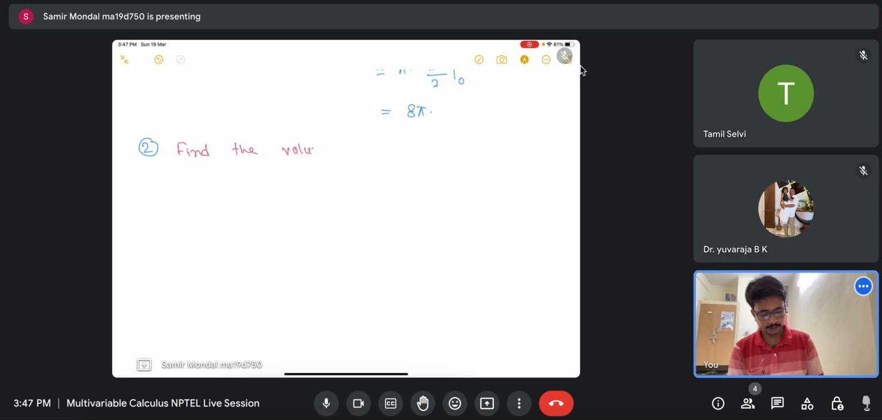find the volume of the sphere x square plus y square plus z square equal to a square. So you have to find the volume of the sphere. Take a equal to 0.